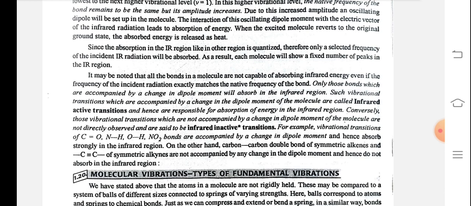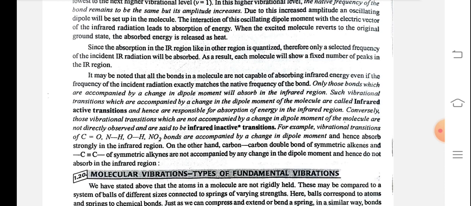Such vibrational transitions which are accompanied by a change in the dipole moment of the molecules are called infrared active transitions and hence are responsible for absorption of energy in the infrared region. Conversely, those vibrational transitions which are not accompanied by a change in dipole moment of the molecules are not directly absorbed and are said to be infrared inactive transitions.